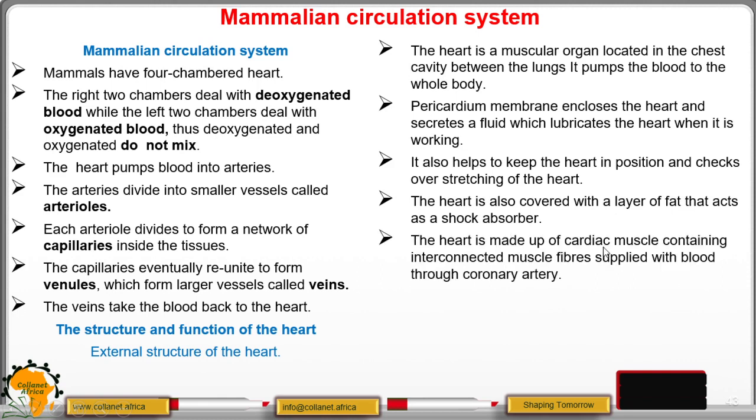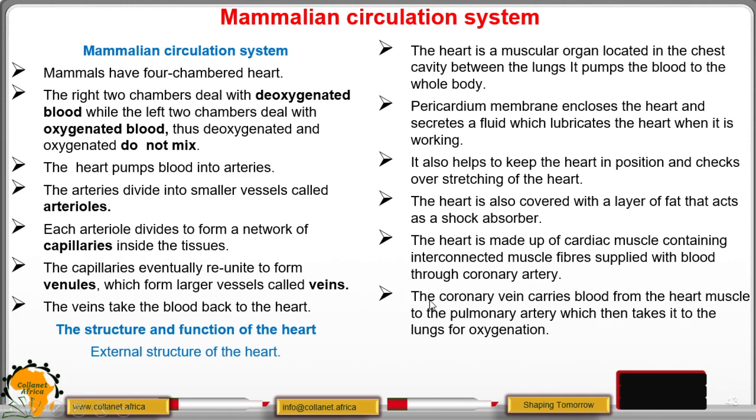The heart is made up of cardiac muscles containing interconnected muscle fibers supplied with blood through the coronary artery. The coronary vein carries blood from the heart muscle to the pulmonary artery, which then takes it to the lungs for oxygenation. The heart muscles are said to be myogenic, that is, they can contract and relax without fatigue.